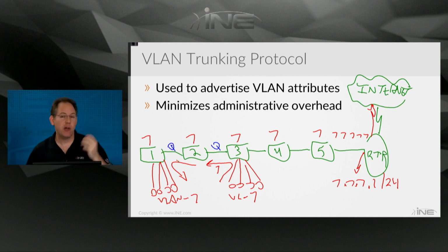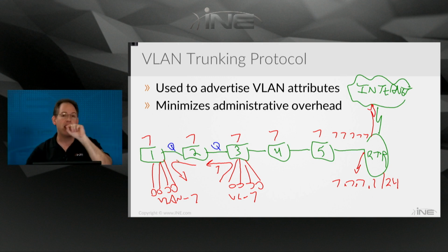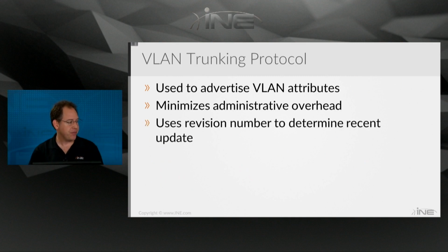Even a name. We know that when we create a VLAN and it takes us into config-VLAN mode, we can type a descriptive name like engineering or marketing. That way when we do the show VLAN command, the VLAN makes a little bit more sense. It's not just a number. Well, that name can also be propagated with VTP. So that's the idea behind it and the challenge it was designed to solve.